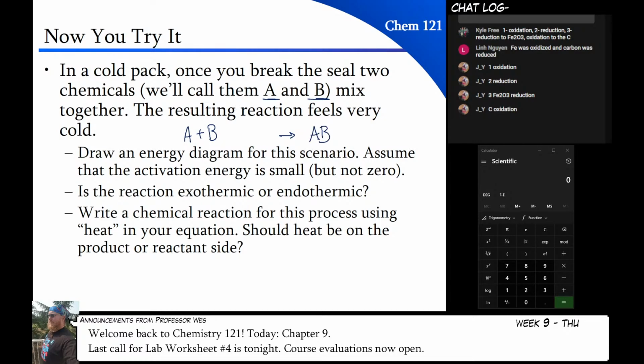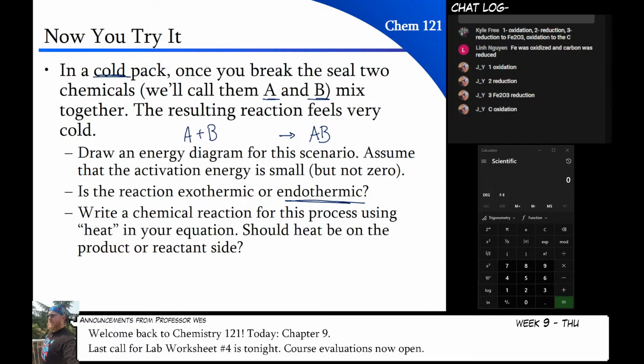What I want you to do is draw the energy diagram for this reaction. Assume, again, that there is some activation energy. So again, this will be for an endothermic reaction. So I'm sort of giving this to you. And then when we come back, we'll talk about hot versus cold. I meant to do it on the previous slide, but I wanted to jump into this exercise.